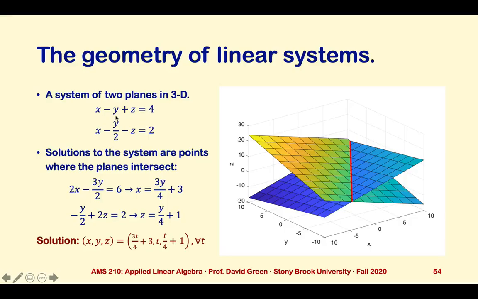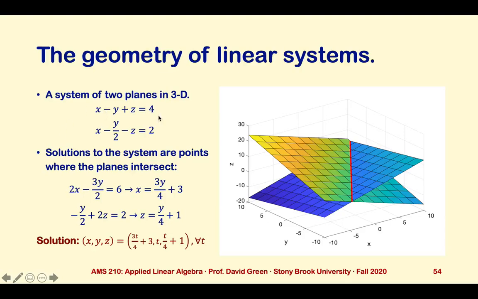One way is to try to remove variables. I look at this and I say, if I add these two equations together, I'll make z disappear. So adding the two equations would give me 2x, x plus x, minus 3y over 2, negative y minus y over 2, equals 6, 4 plus 2. This lets us write x as a function of y.